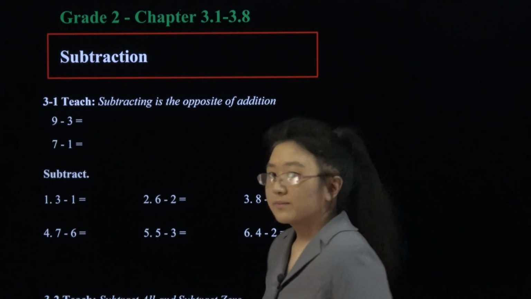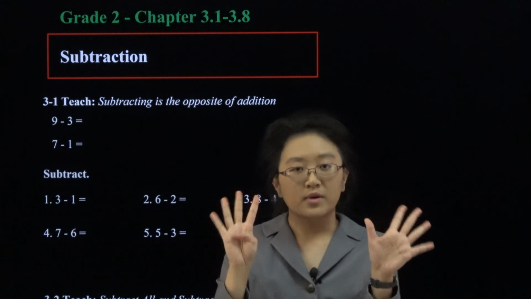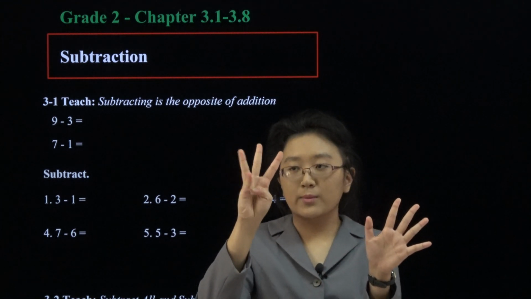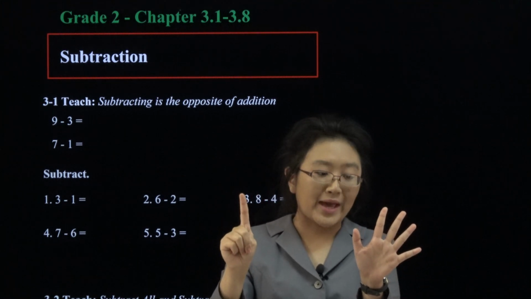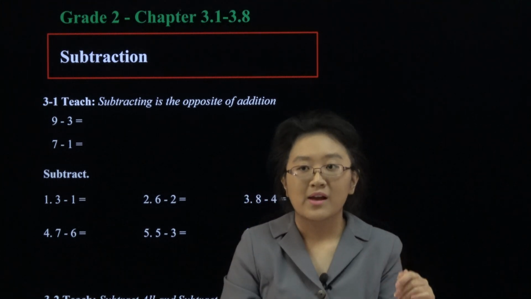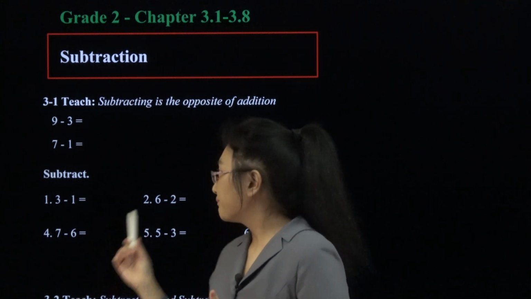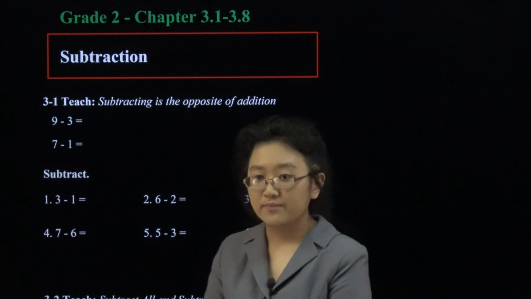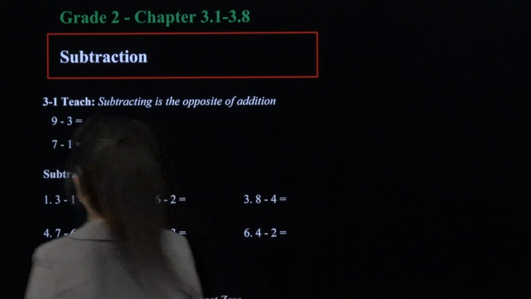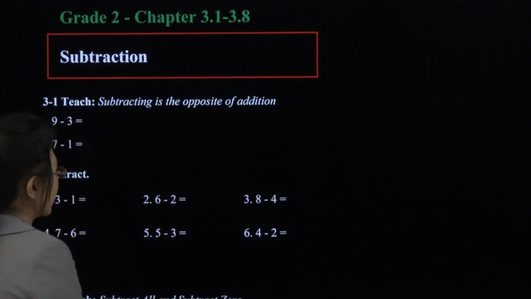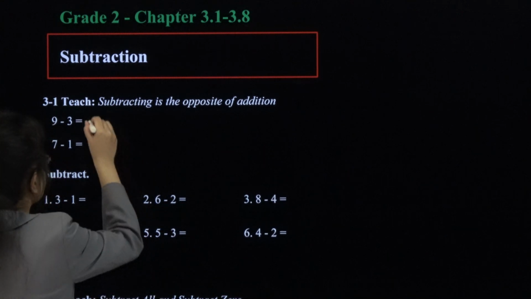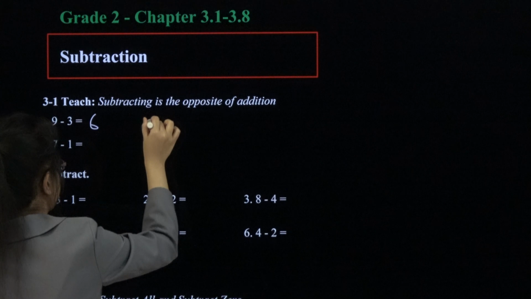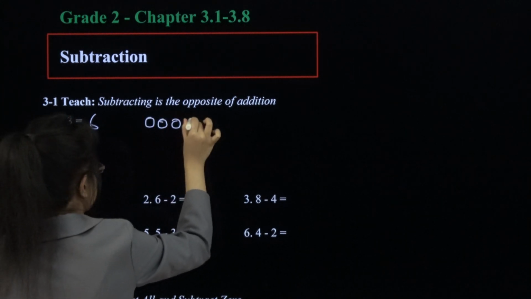So 9 minus 3. You have 9. And then you take away 3. So you take away 3 and you get 6. Just like addition, you also have to remember your single digit subtraction. It is very important. So 9 minus 3, we just solved it. It's 6. If you want a more visual representation, you can have 9 circles.